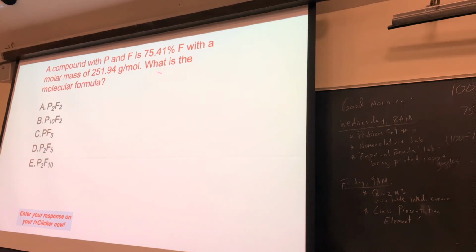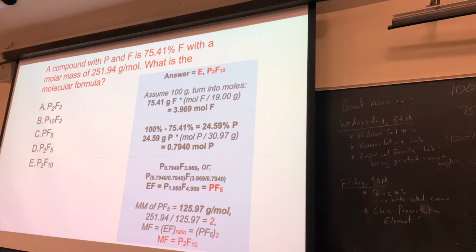So you take the whole thing, 251.94, and divide it by that, you should get a ratio of 2. And this ratio will always be whole numbers. So that means you need 2 PF5s. P2F10 would then be the molecular formula, and that's what all of this stuff is right there. Questions on that? All right.